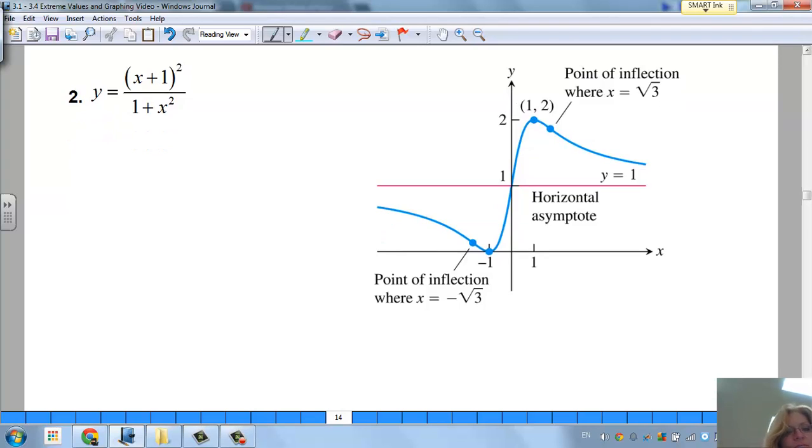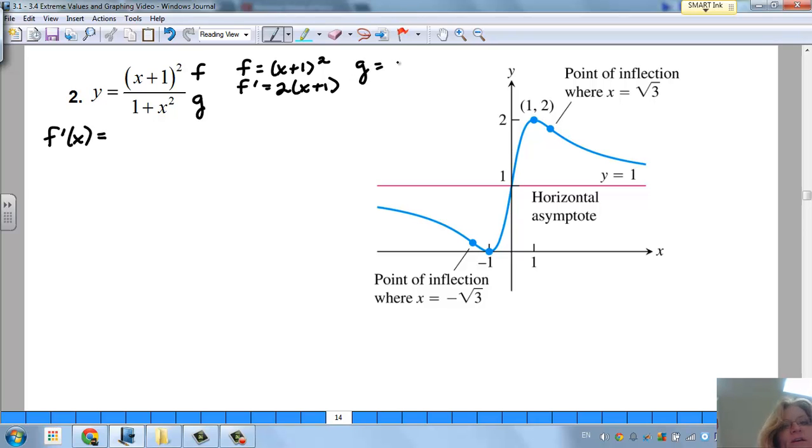So first of all, let's do the first derivative to find the critical points. So this is a quotient, so we're going to have to do our f and g's here. And we know the quotient rule is f prime g minus f g prime all over g squared. So let's set it up here. So I got f is (x plus 1) squared. F prime is going to be 2 times (x plus 1). G is 1 plus x squared. G prime is going to be 2x.